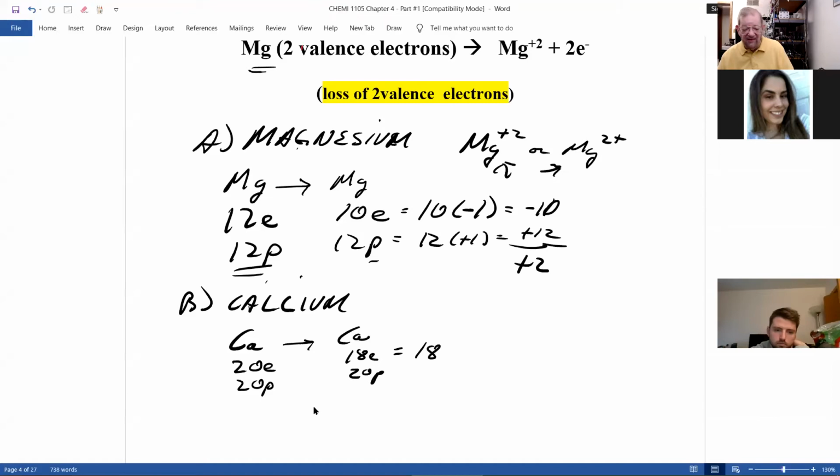Let's do the math. Each electron is a -1, that's -18. Each proton is a +1, +20, add them together, and you get a +2. Am I done? No. When I ask to draw the ion the element forms, that means the chemical symbol, and then to the right superscript the charge. In this case, it's also +2.